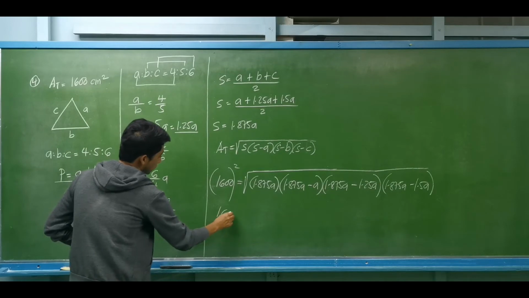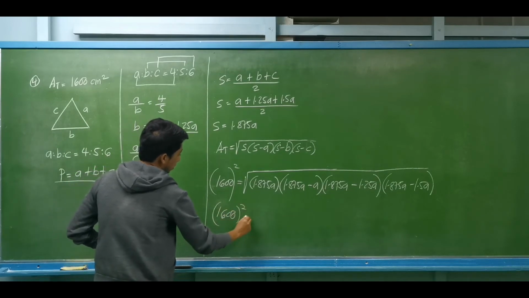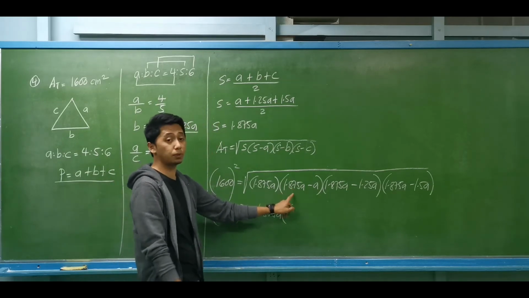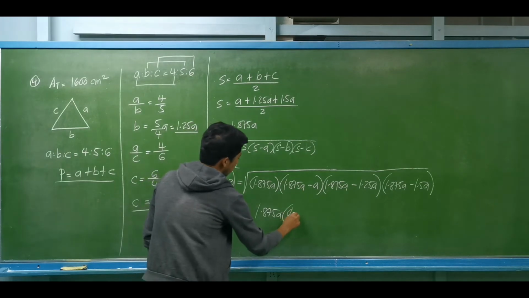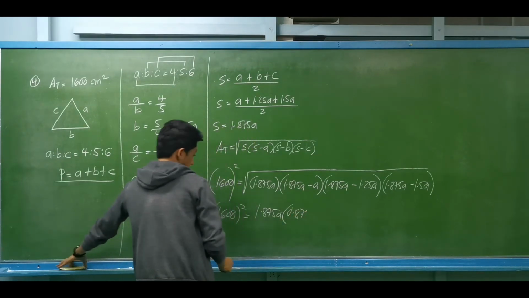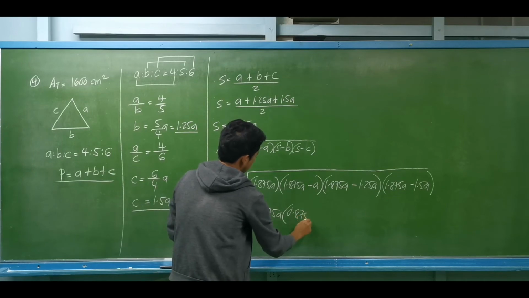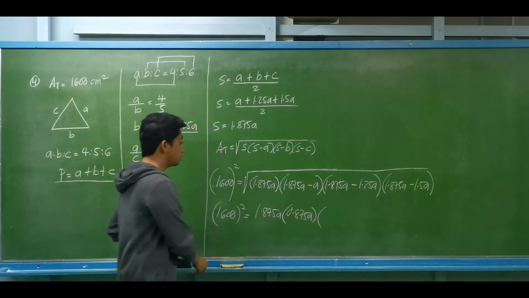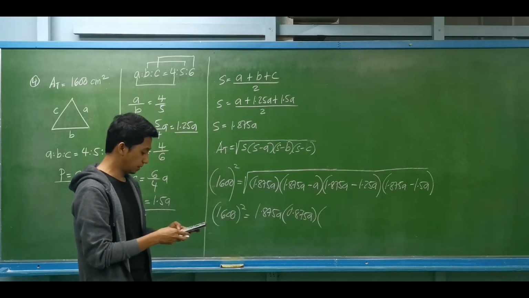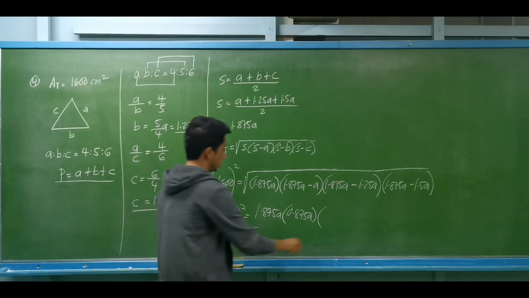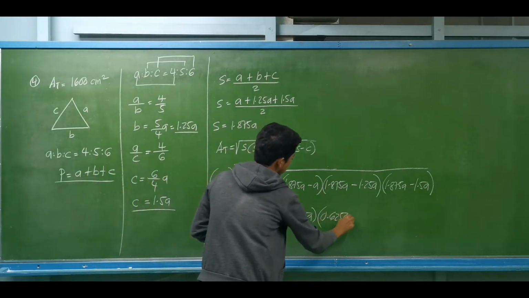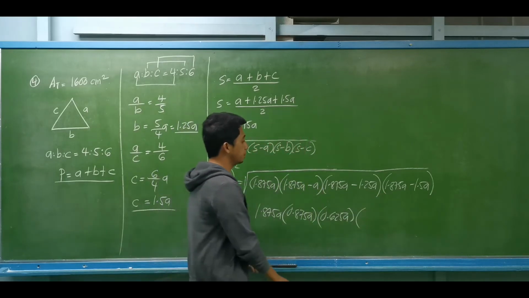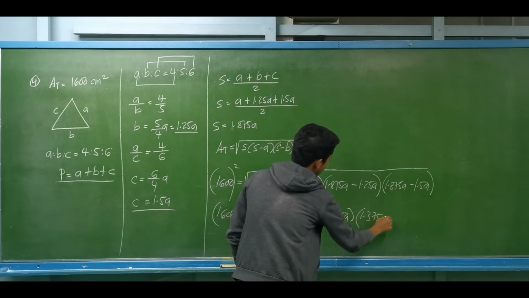So this becomes 1,600 squared equal to 1.875 of A multiplied by, 1.875 A minus A is 0.875 of A, divided by 1.875 minus 1.25. What is that? 1.875 minus 1.25 is 0.625 of A. Then multiplied by 1.875 minus 1.5. That is 1.375 of side A.